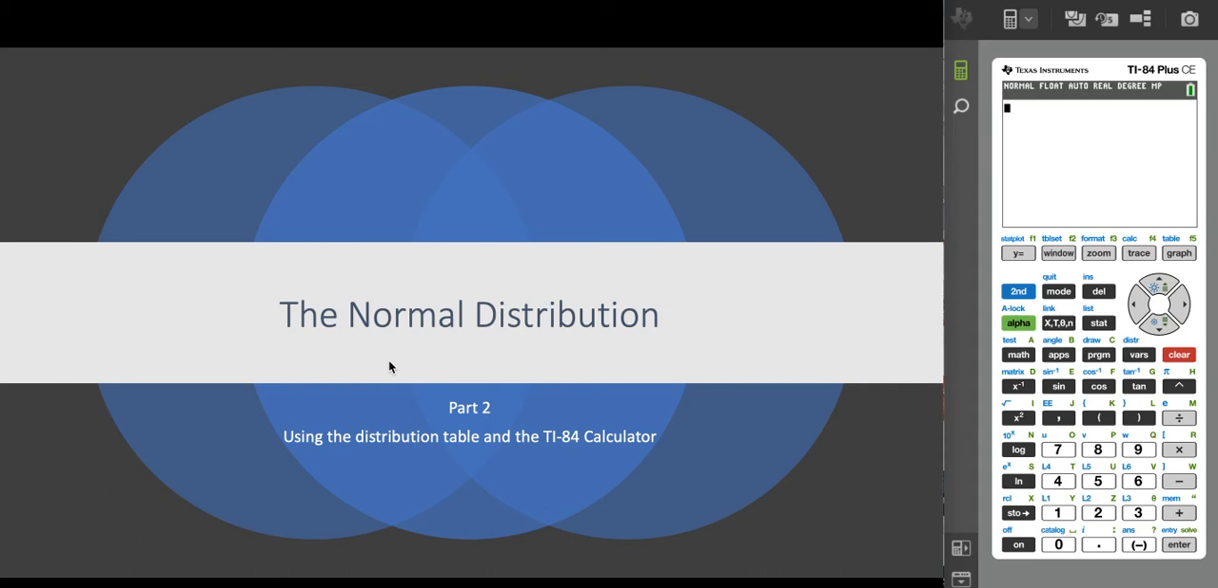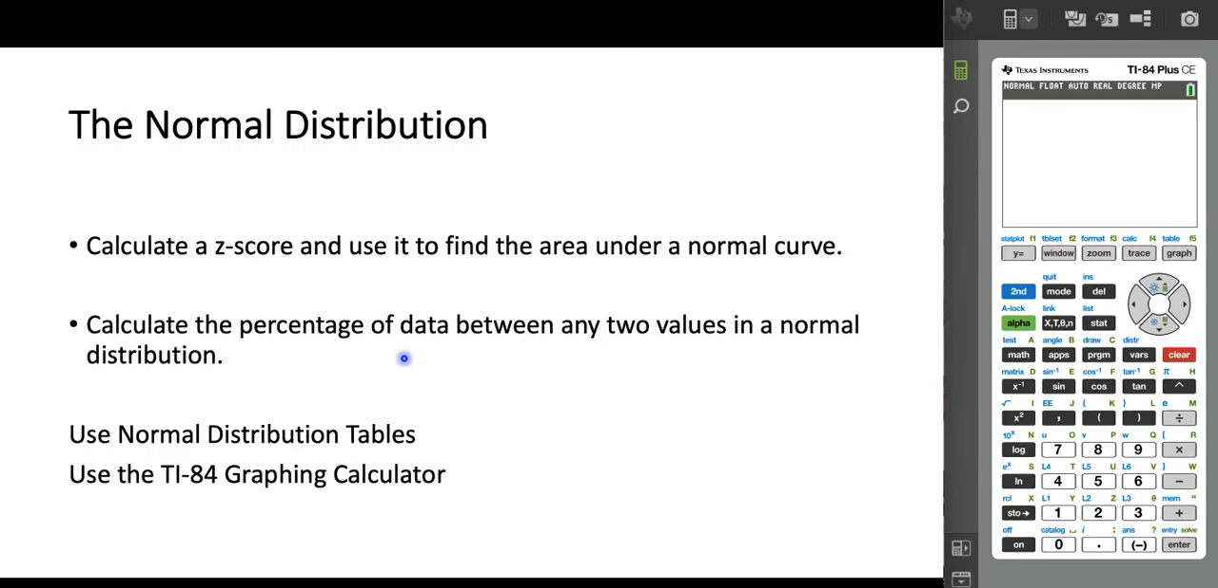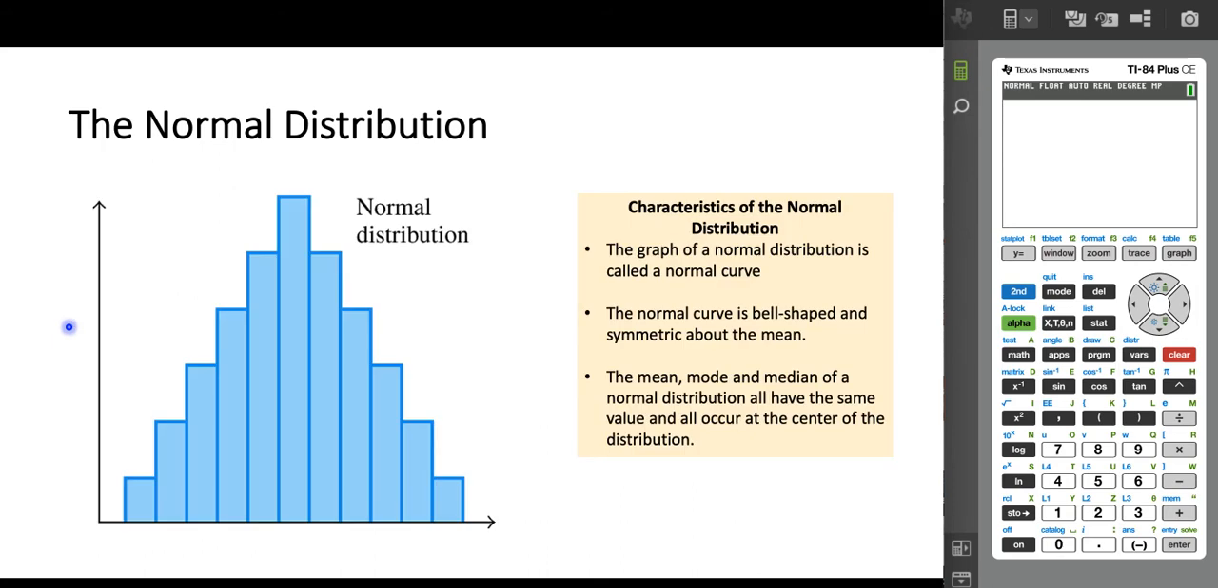This is part 2 of the normal distribution screencast that I have created for you. In this screencast, specifically, we're going to be talking about calculating a z-score and using it to find the area under a normal curve. We're going to calculate the percentage of data between any two values in a normal distribution. And we're going to do this using normal distribution tables and our TI-84 graphing calculator, which I have up here and ready to go. All right, so here we go.